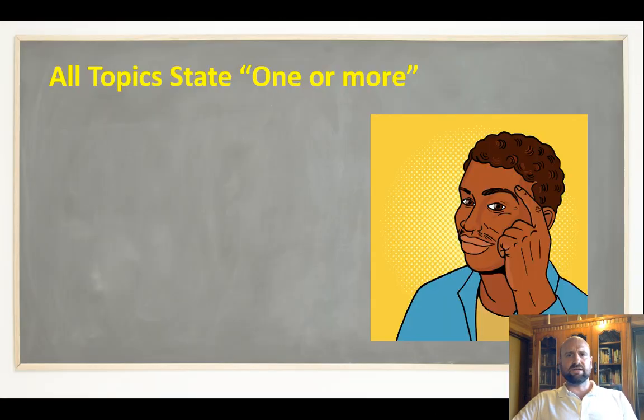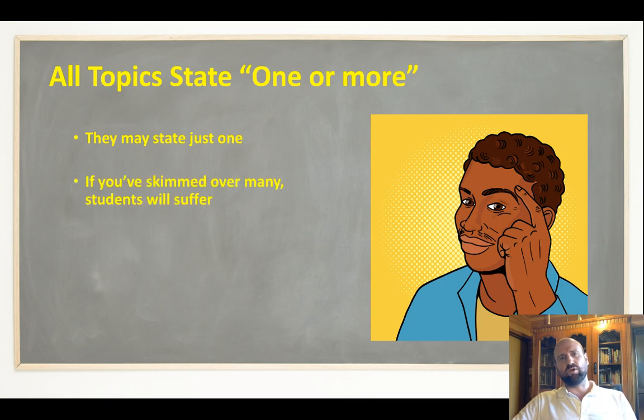Okay, I think all the topics state one or more. This means that they may just state one. Now, they won't say two because it says one or more. So you've always got the choice to do one. I would always have one in depth. What I mean by that is one or more effects of neurotransmitters.